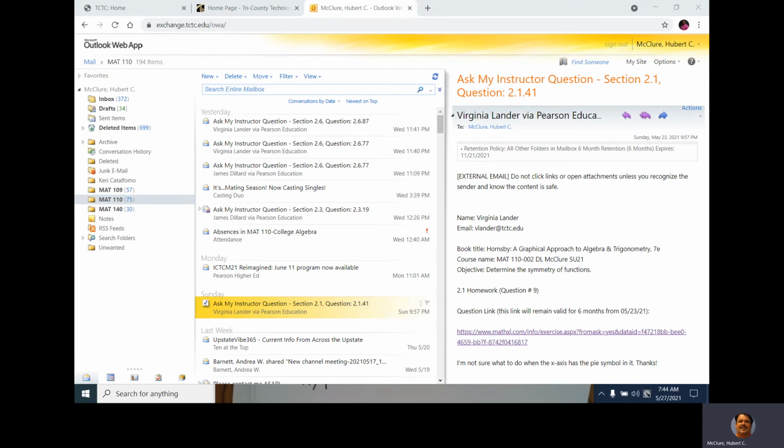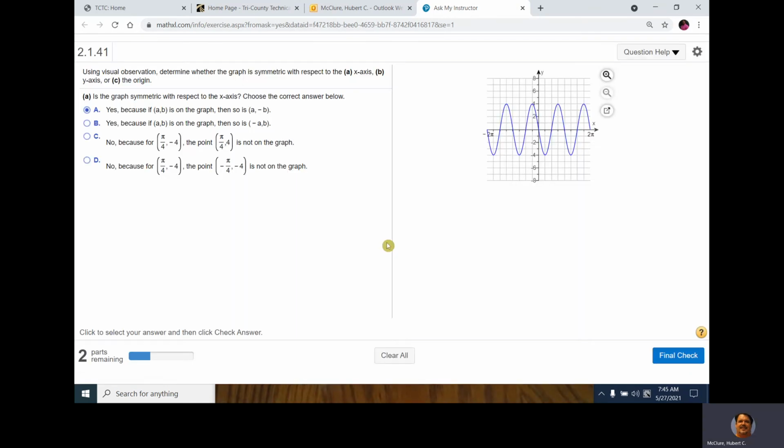I've got a couple of questions. This question right here is 2.1, number 41. That means chapter 2, section 1, in the homework in the book, number 41. On your online homework it is question number 9. This is a question about symmetry, and you look at the question and ask if it's symmetrical around x or y.